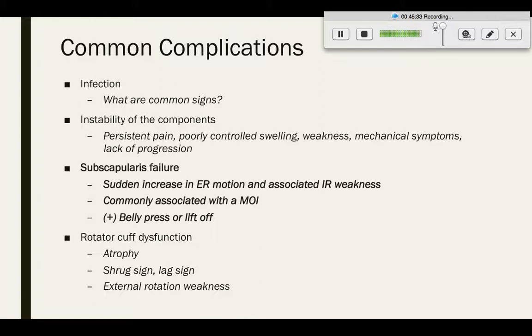So what does this look like? It looks like a sudden increase in external rotation motion and associated internal rotation weakness. There's typically a mechanism of injury, and they'll present with a positive belly press or lift-off sign. Rotator cuff dysfunction can be common as well. So what does this look like? Atrophy of the cuff, a shrug sign, a lag sign, and external rotation weakness.